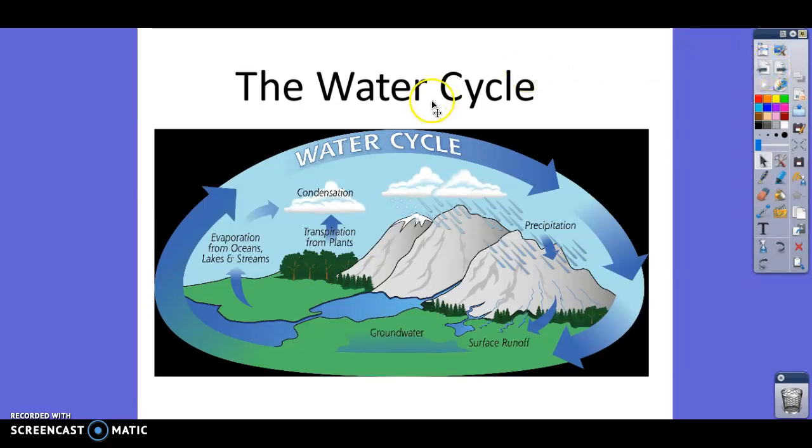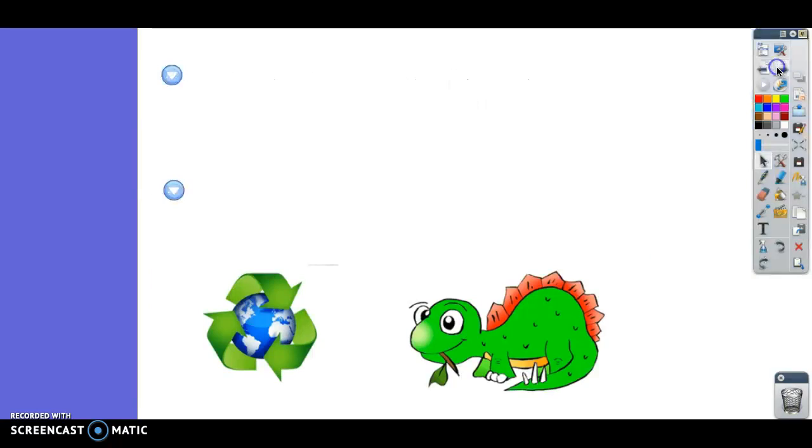So the water cycle should be reviewed for you guys. You should have talked about it in elementary school or in middle school, but we're just going to review it. And if you already learned it, that's great, because then hopefully this will just be easy for you and it can be free points on the test.